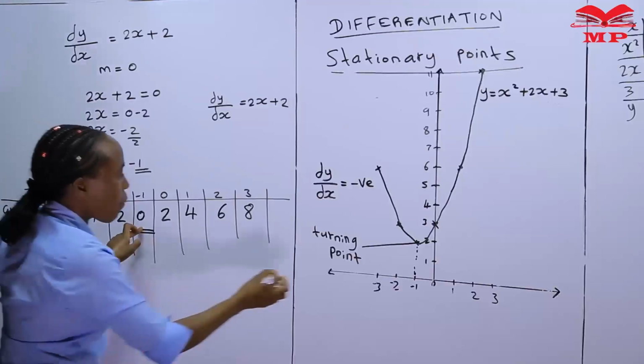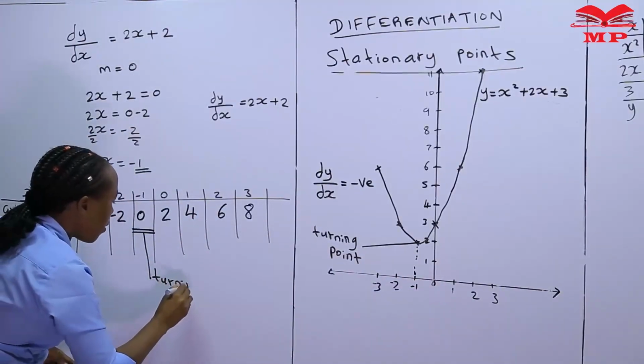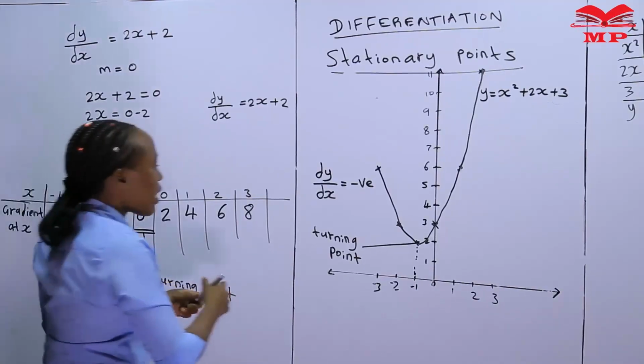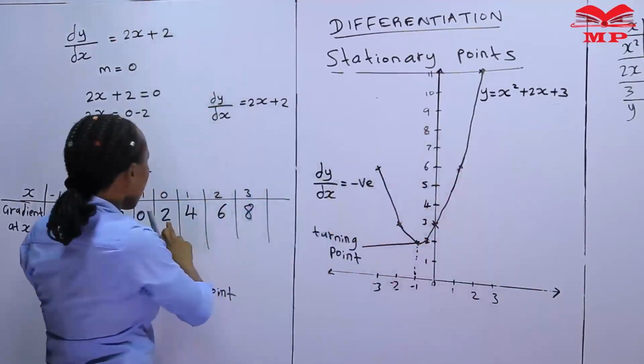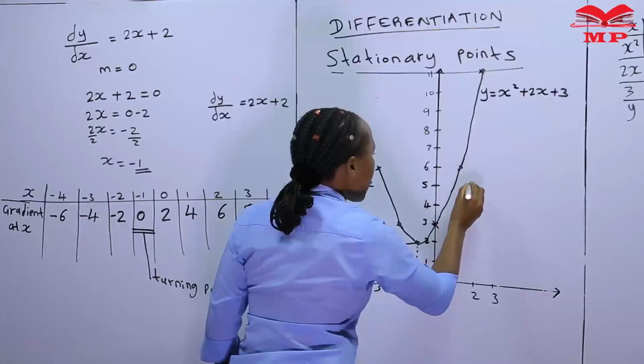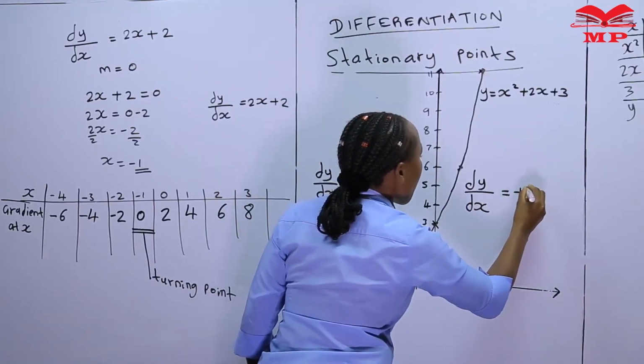Then we have the turning point, which is this. This is our turning point, which is now the stationary point. Then the gradient on the other side is positive. All these are positive. So on this other side, dy all over dx is positive.